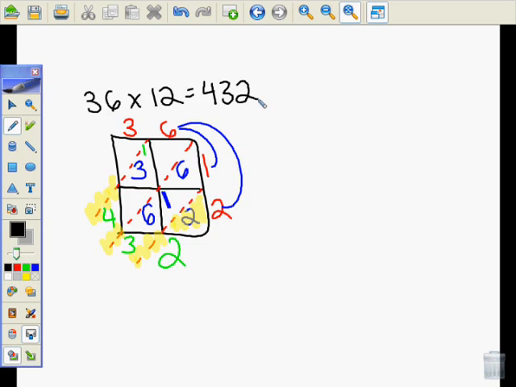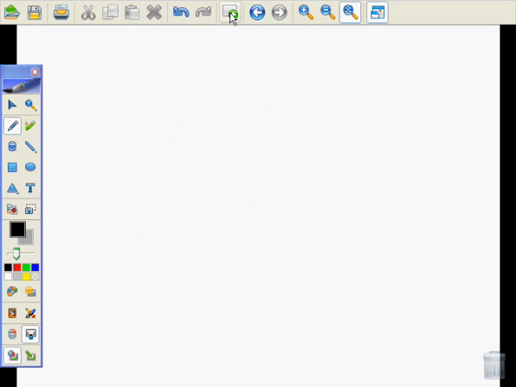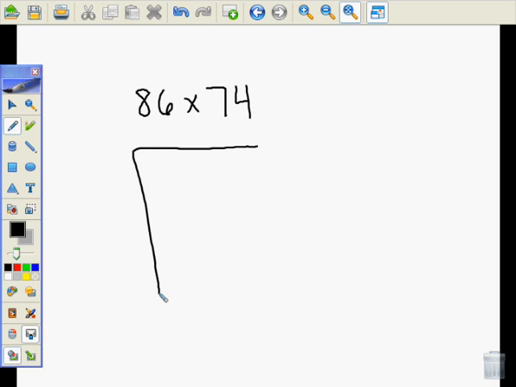Alright, let's do another one. How about one that seems tricky, but really isn't? We'll do 86 times 74. The nice thing about this whole process is it takes a big, complicated multiplication problem and really breaks it down to each individual part. So it becomes less overwhelming. So go ahead and take about another minute to try and figure this out.